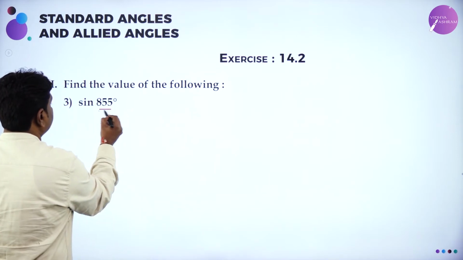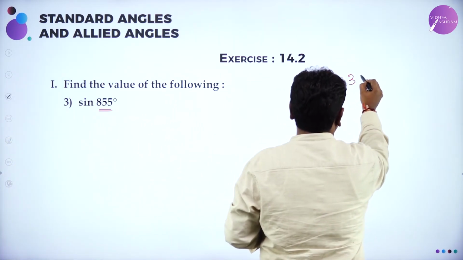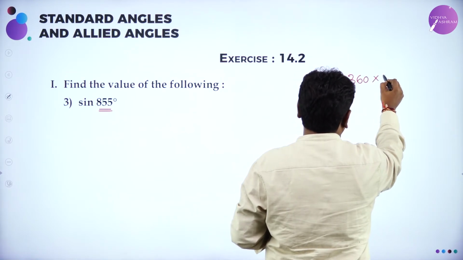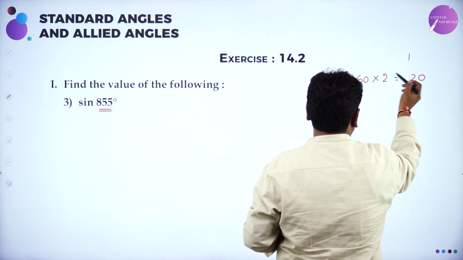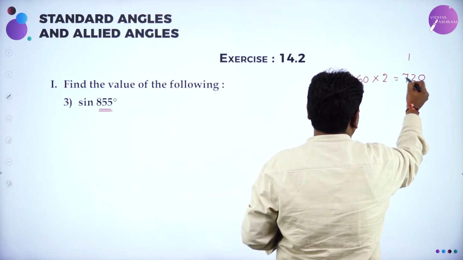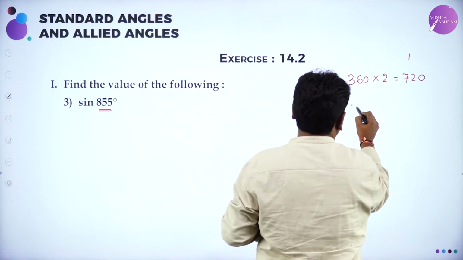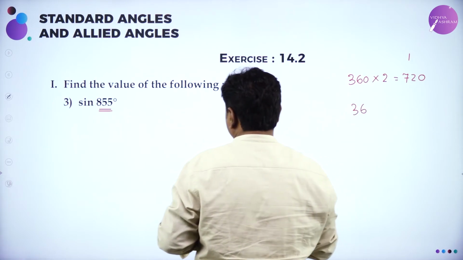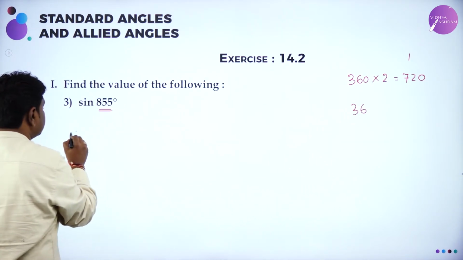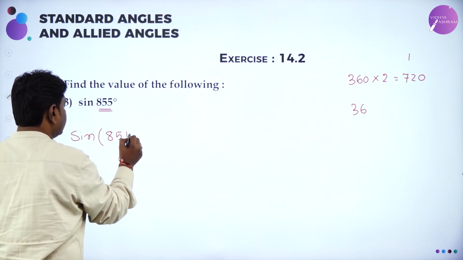Sine of 855. Again multiply 360. 360 into 2, if I do: 2 zeros are 0, 2 sixes are 12, 2 threes are 6, so 720. So for 855, 720 is a little less. I will try 360 times 3, which is 1080. 1080 will be very much more. I will try with this only. So what I will do, I will write sine 855 degrees.